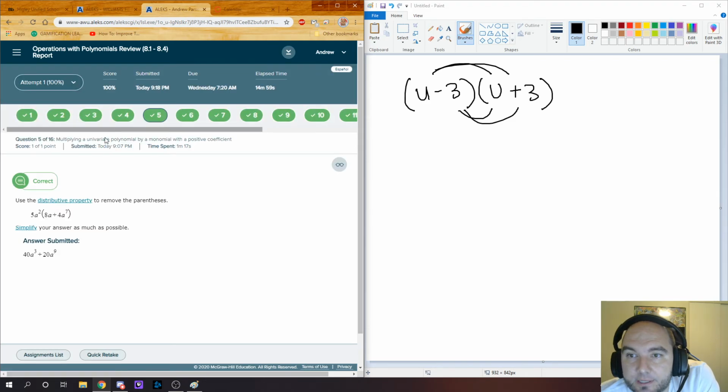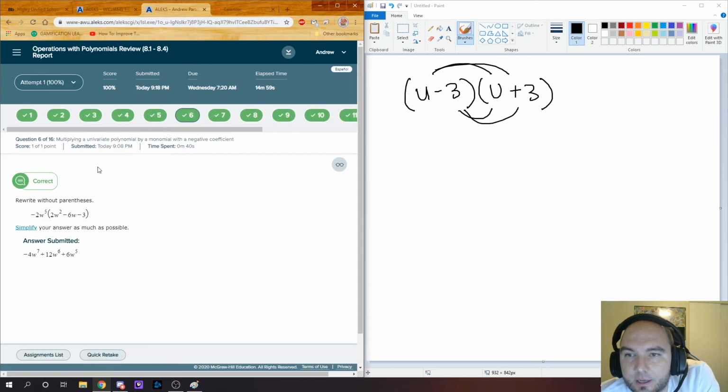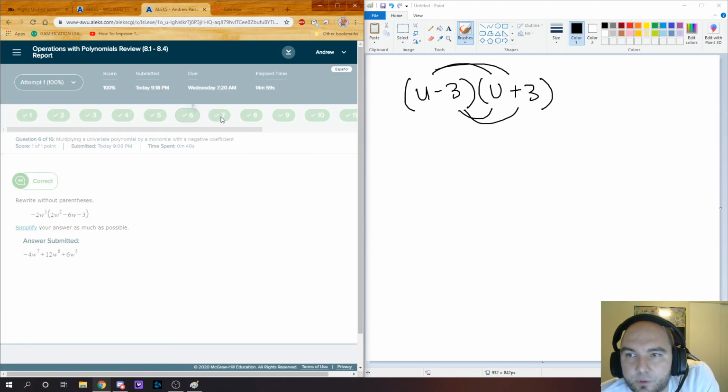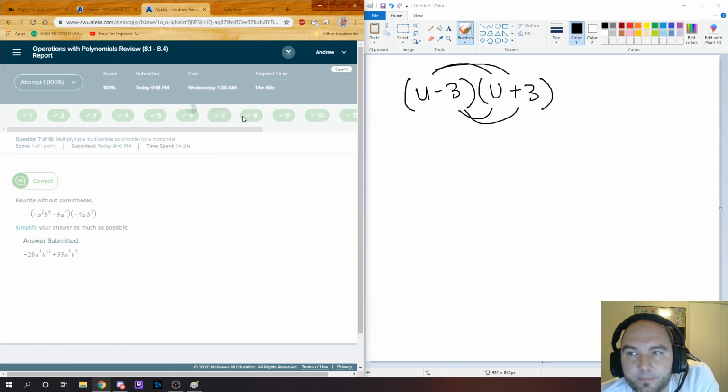Number 5 and 6 was us distributing into parentheses with a monomial to a polynomial, so we had to add exponents, multiply numbers. It got a little more complicated as we moved on. We ended up getting 1 with a thing on the back with multiple letters that needed to go backwards, so I wrote that thing first and then put them into it.